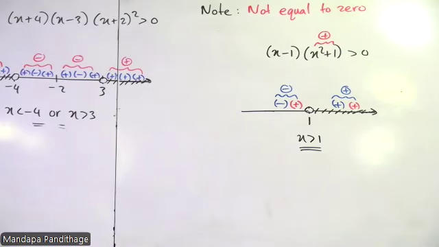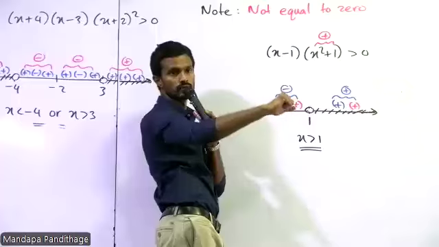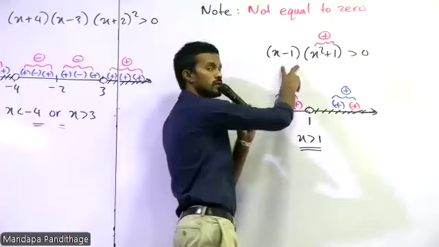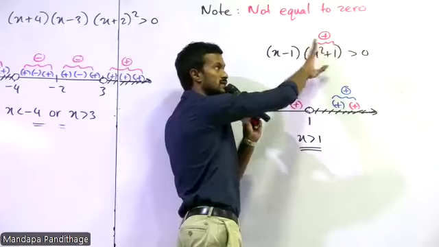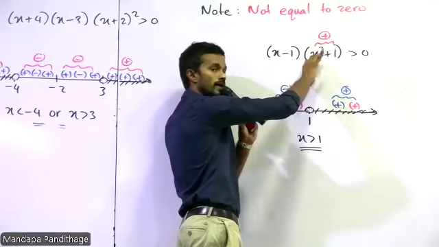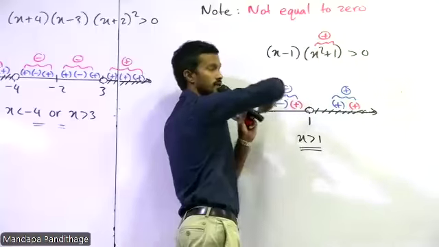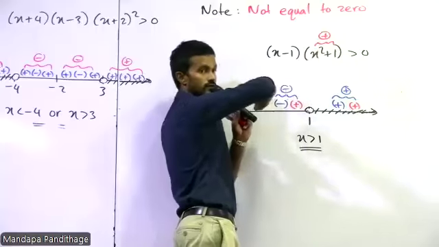So what makes me able to forget about this one and continue with the remaining factors is because this is positive. That is the reason. If this is not positive, can you forget this and continue the work? You can't do it that way. But what gives you the freedom to keep this away and continue with the remaining factors? It's because this is positive.